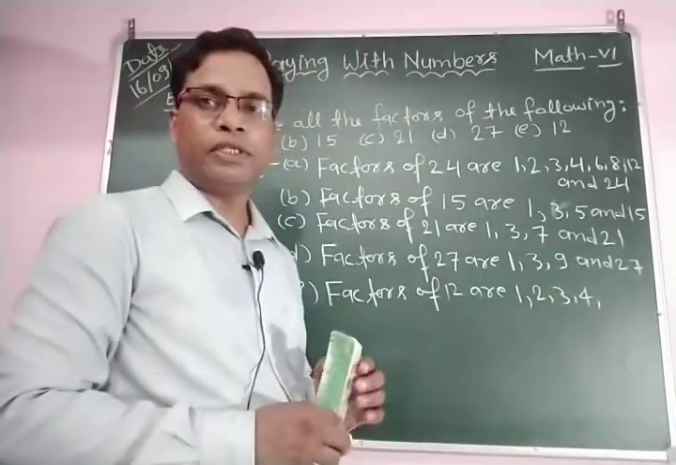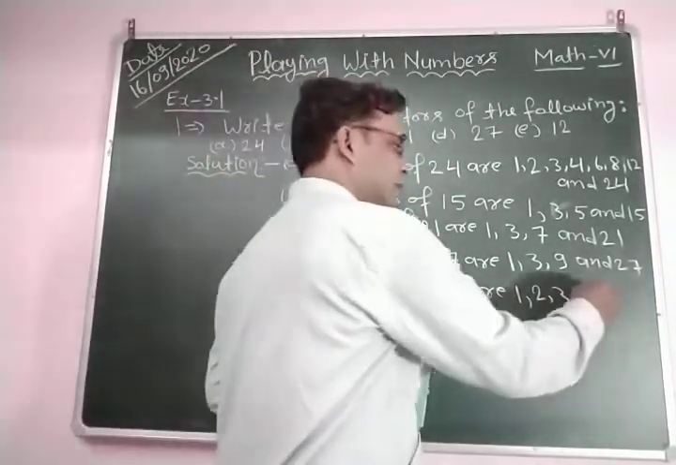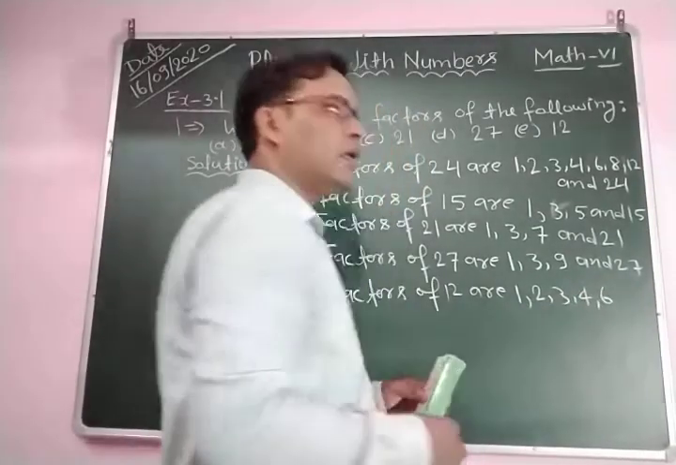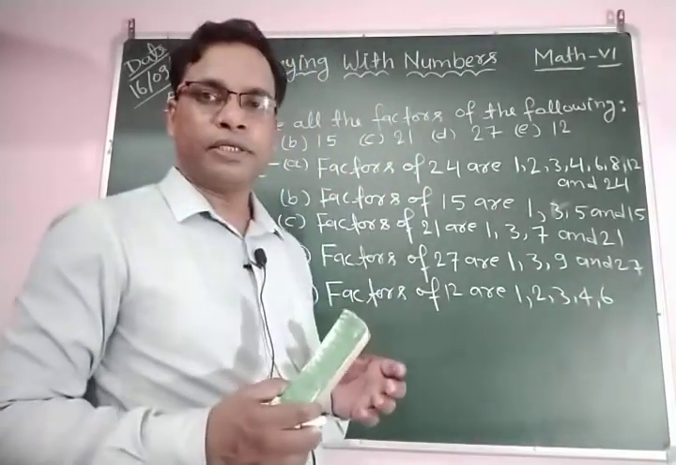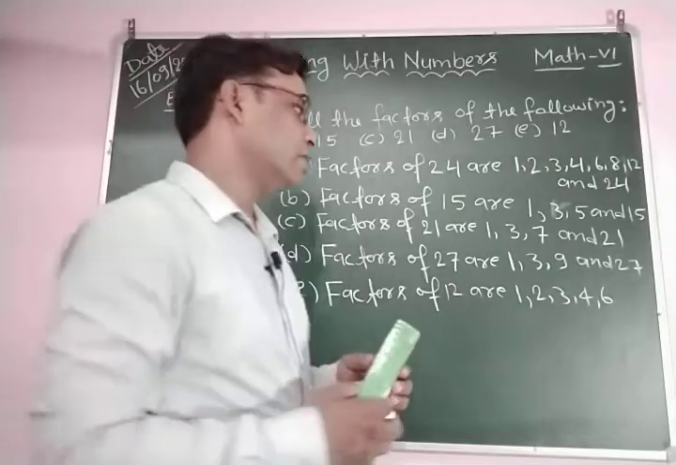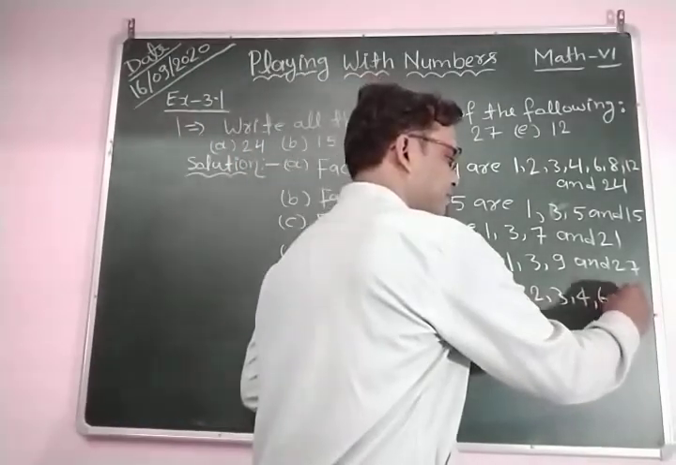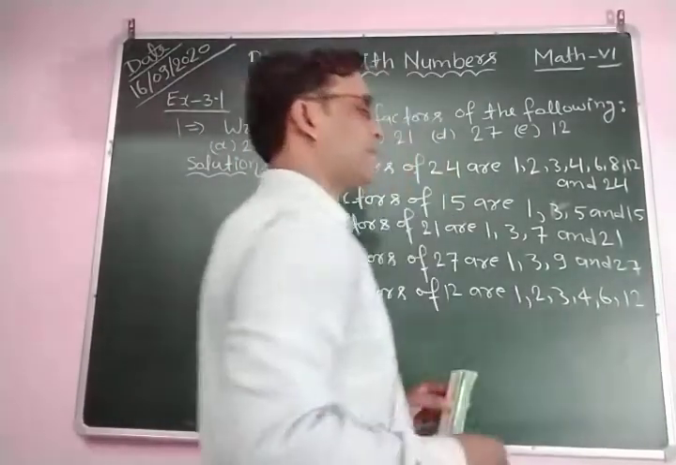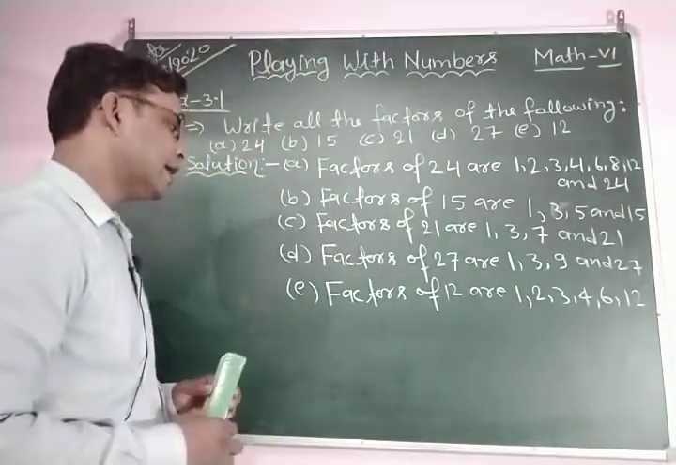5 does not divide 12. 6 divides 12, so 6 is a factor of 12. And 12 itself divides 12, so 12 is a factor of 12. Now the next part.